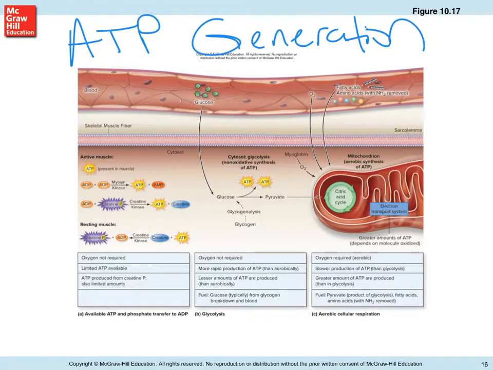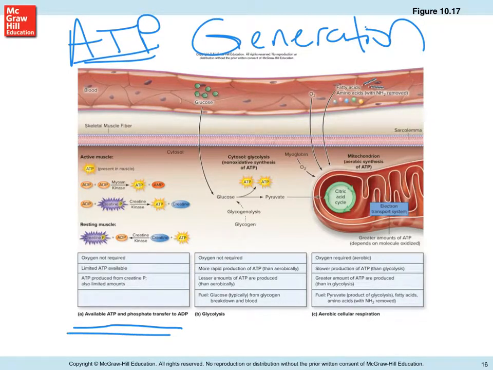So looking at the cross-bridge formation, we know that we have to have ATP involved in the process of cross-bridge formation and shortening the sarcomere and contraction. So when you look at the skeletal muscle, there's some ATP available inside of the muscle. It doesn't require oxygen. It's a very limited amount of ATP, only a couple of seconds worth of ATP.